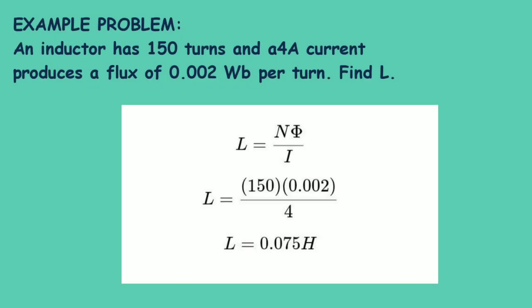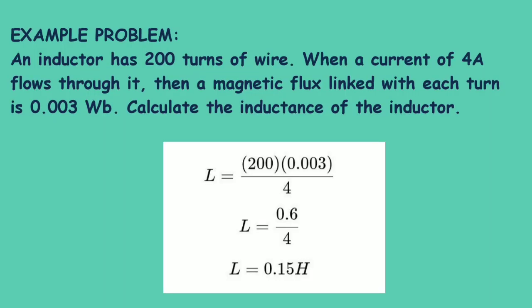An inductor has 150 turns and a 4 A current produces a flux of 0.02 Wb per turn. So find the inductance of the inductor. As we substitute all the values and calculate, we get the inductance of the inductor 0.075 H.